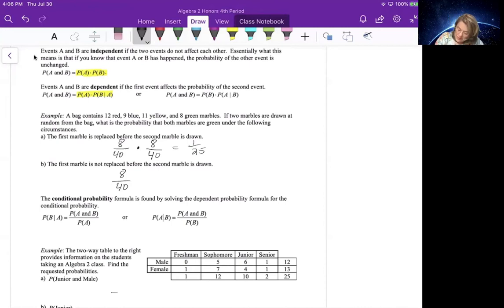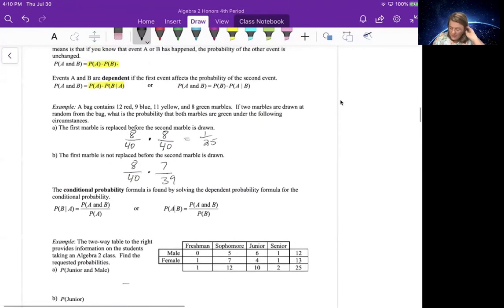And so how many green marbles are left in the bag? Well, there's 7 green marbles left. And how many total marbles are in the bag? 39. And then you would multiply that out and reduce, and that would be your probability.